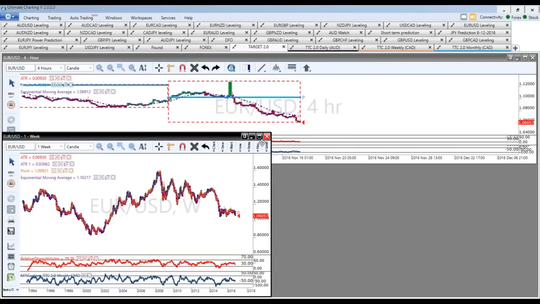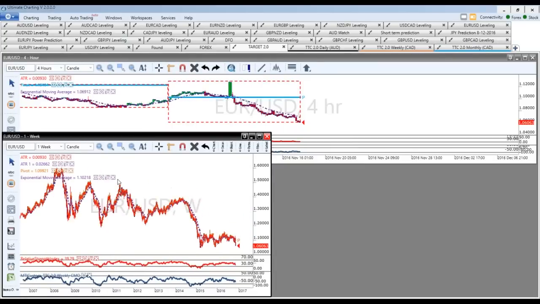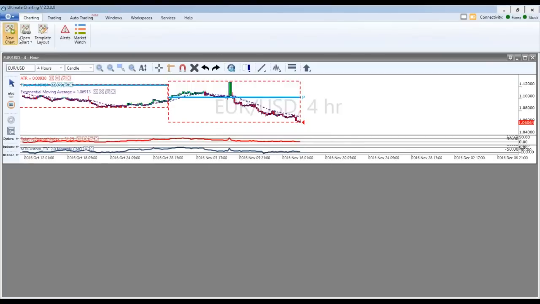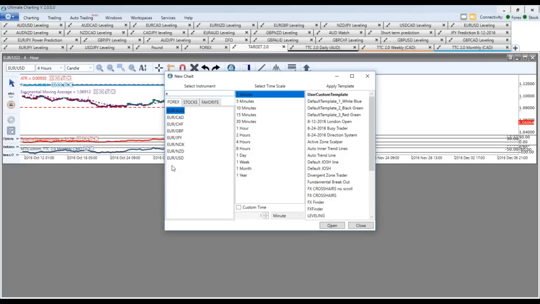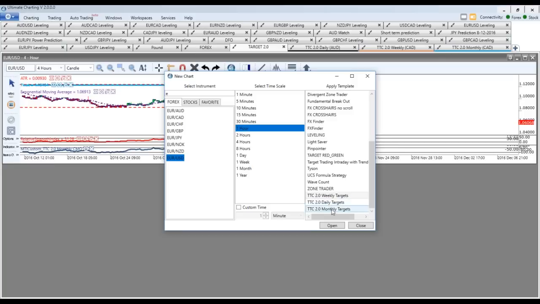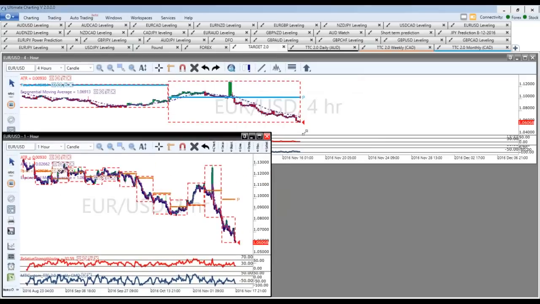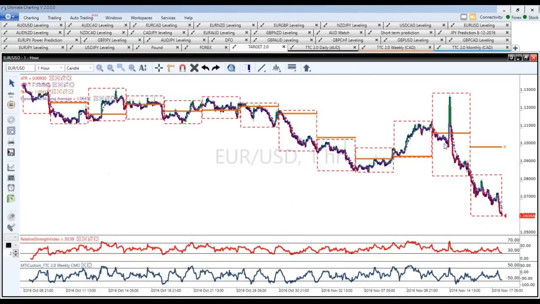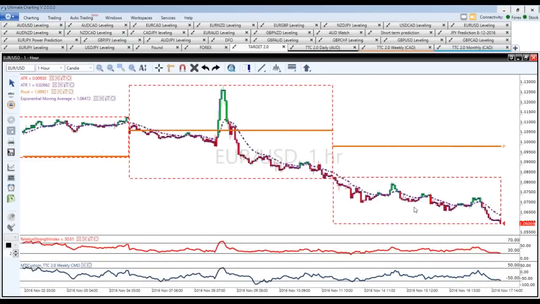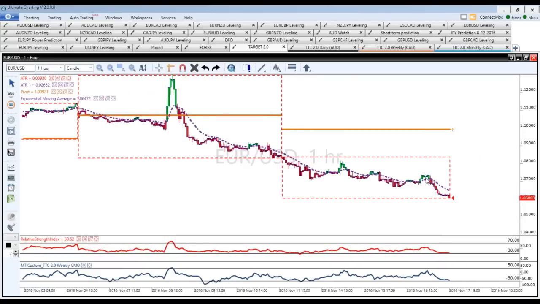So let's turn this on. Oh, by the way, something that I forgot to mention at the 4 o'clock presentation. These colors, you see how these colors change? You can receive a text message and an email when the colors change.